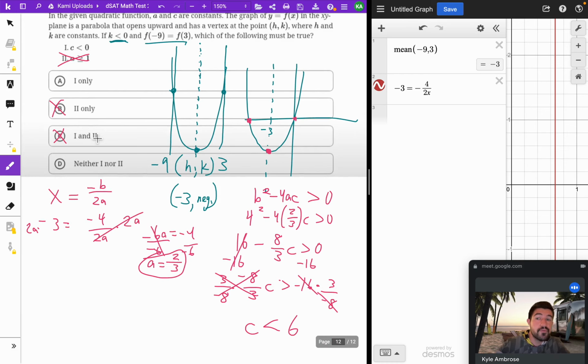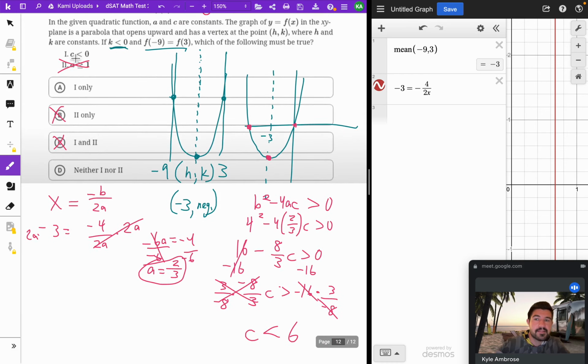Is it true that c is less than 0? Not necessarily. C is just less than 6. It could be 4, 3, 2. So it doesn't have to be less than 0. And so it's actually the case that neither 1 nor 2 are correct. Hopefully we got them all right. Let me know if I didn't, but I think I did.